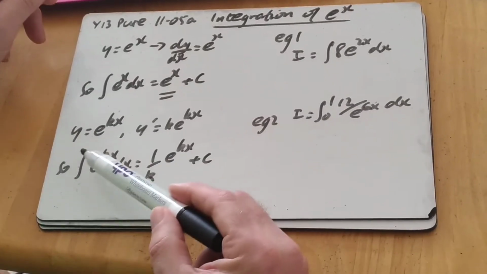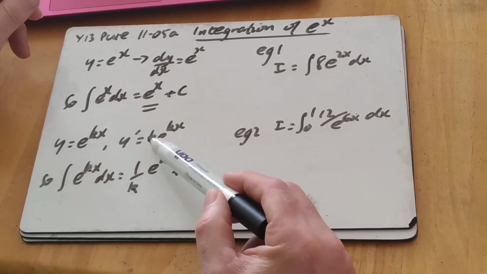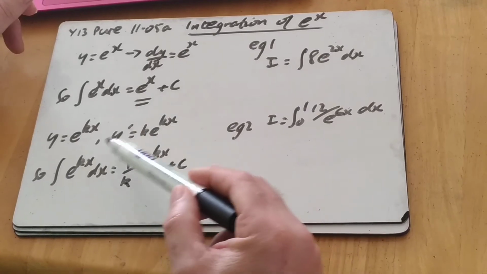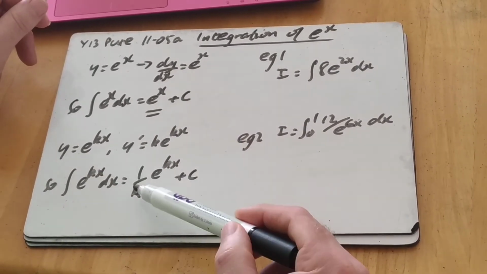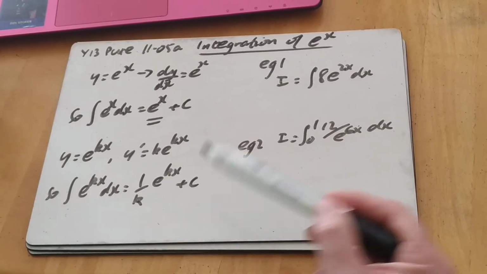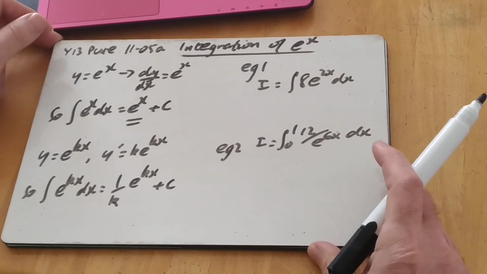And as we saw when we did chain rule differentiation, the differential of e to the kx was k times e to the kx. And when we're integrating, we've got to undo that. And so the integral of e to the kx is 1 over k e to the kx, and obviously plus your constant. So let's have a look at how this is applied and how we're going to see it.